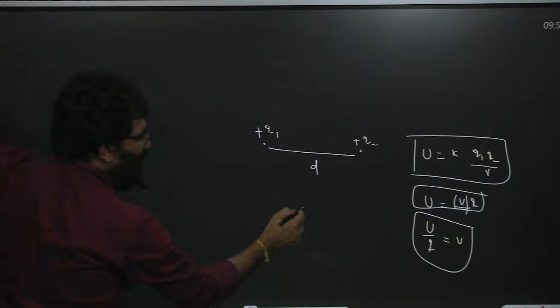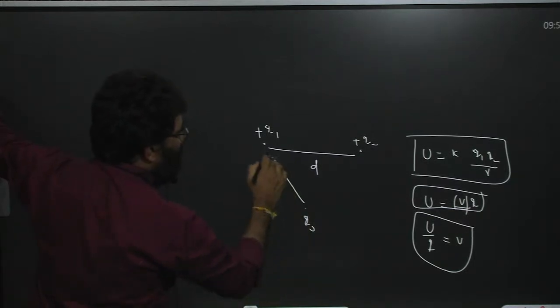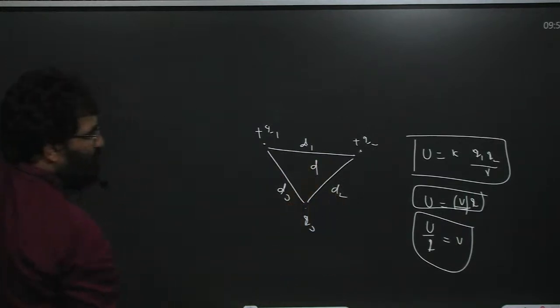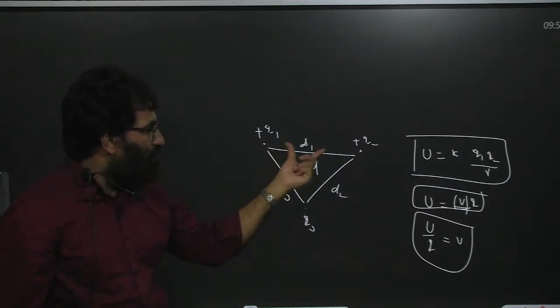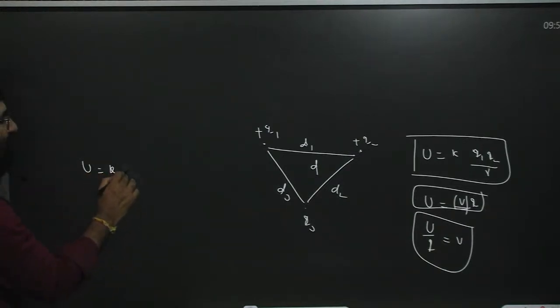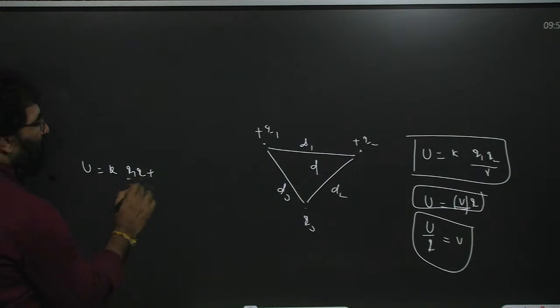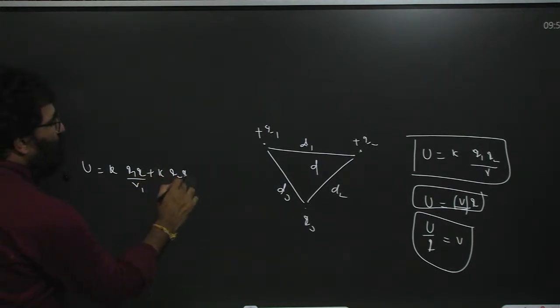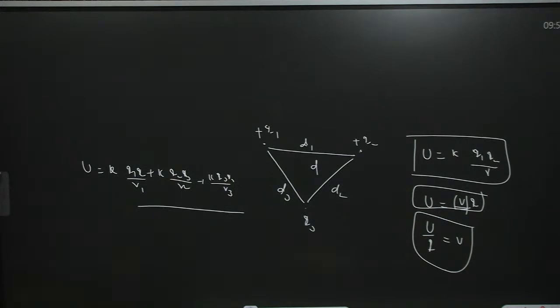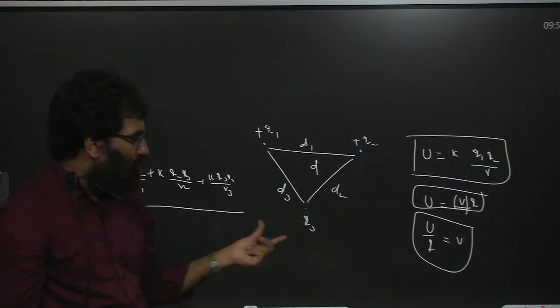Now, when we bring a third charge, Q3, with distances D1, D2, D3, what is the potential energy between them? How do we calculate it? How many pairs are there? There are 3 pairs of interaction. So definitely the potential energy is equal to K Q1 Q2 by R1 plus K Q2 Q3 by R2 plus K Q3 Q1 by R3. There are 3 pairs, so how many terms do we get? 3 terms.